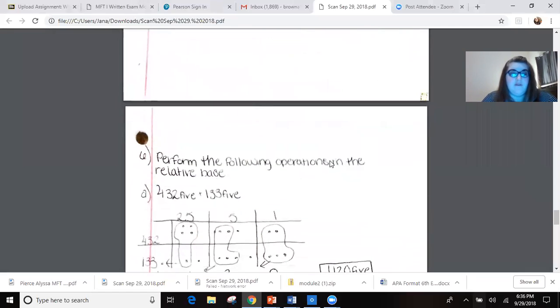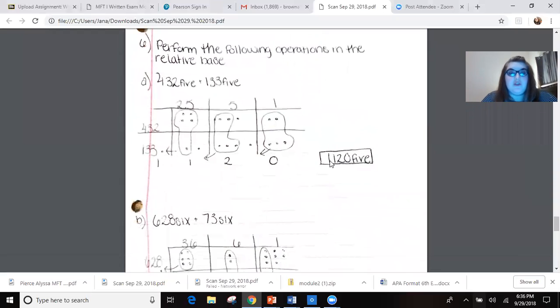Okay, so then we have number 6. Now, these used to be tricky until I like to visualize what I'm doing. So I used a dot representation. So we're going to do 432 in the base of 5 plus 133 in the base of 5. So what we're doing is we're performing the following operations with the relative base. So bases of 5. We'll have 1s, 5s, and 25.